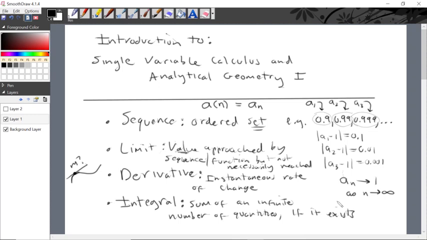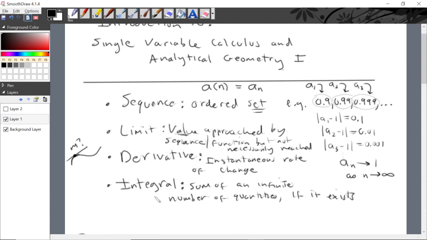Okay. So that's, if you were to add up a whole bunch of numbers, an infinite number of numbers, would that sum exist? Would it be a finite number? Okay, take this example. What if we had a very similar sequence to this, but a little bit different? What if I wanted to add together these numbers?